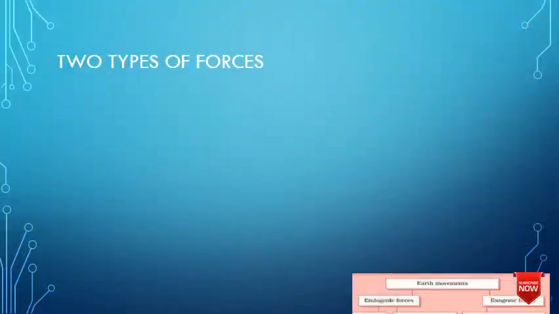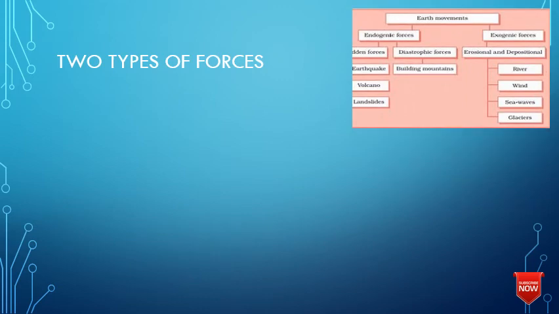First, the two types of forces. Earth's movement is divided into two parts, endogenic forces and exogenic forces. Endogenic forces are sudden forces and the exogenic forces are slow forces. Now, endogenic forces sometimes produce sudden movements and at other times produce slow movements. That is the diastrophic forces. Now, the exogenic forces are erosional and depositional. Okay?